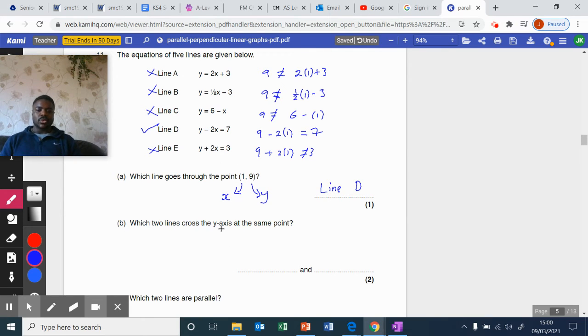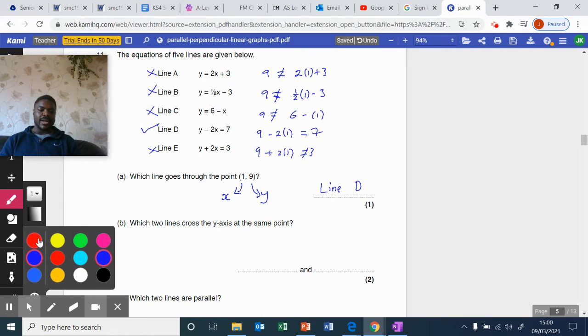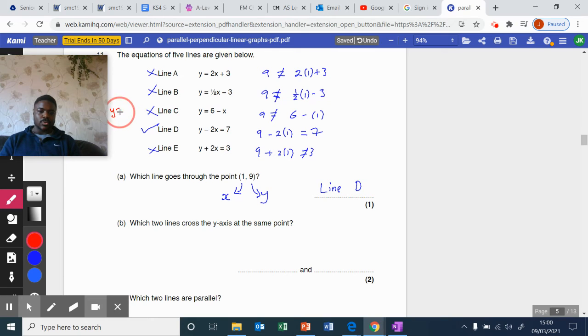Which 2 lines cross the y-axis at the same point? Okay, we're going to rewrite these in the form y equals mx plus c. So this one's fine. This one's fine. I'm just going to rewrite line C as y equals minus x plus 6, just so that we can clearly see where the y-intercept is. This other one as well, we're going to rewrite it as y equals, adding 2x to both sides gives you 2x plus 7. And then we can see the y-intercept there is 7.